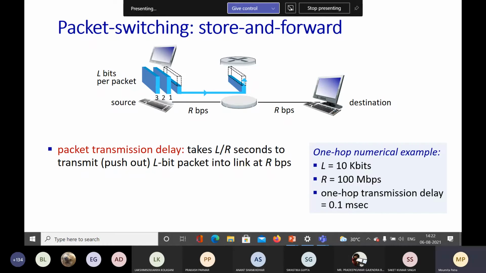This is just an example that has been given with L equal to 10 kb and R equal to 100 Mbps. What would be the transmission delay? One hop transmission delay is when you are just moving from the source to one router. That is just one hop. The next one will be the second hop. If I ask what is the number of hops from source to destination, you can say there will be a two hop delay. So one hop and then two hops.